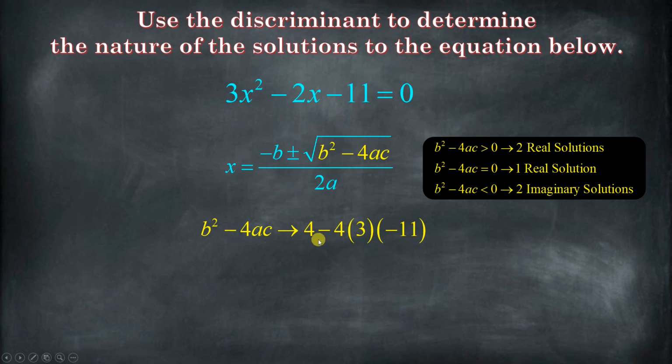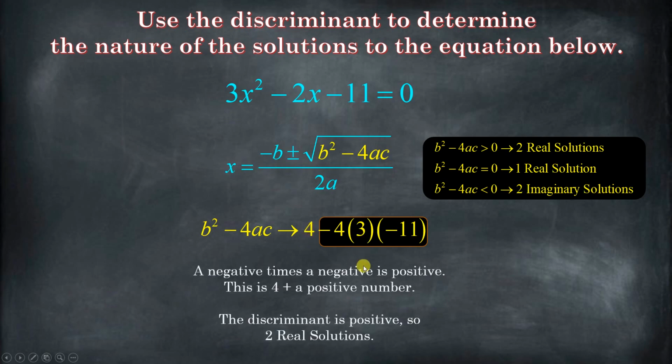So look at this. Here's what we've got. Look at this part right here. That's a negative times a negative. That's a positive number. This is 4 plus something. I don't even care what it is. It's 132, I think, right? 12 times 11? 132. But it doesn't even matter. All you need to know is if it's positive or negative or 0, right? So here, a negative times a negative is positive. So this will have two real solutions. This will have two x-intercepts.